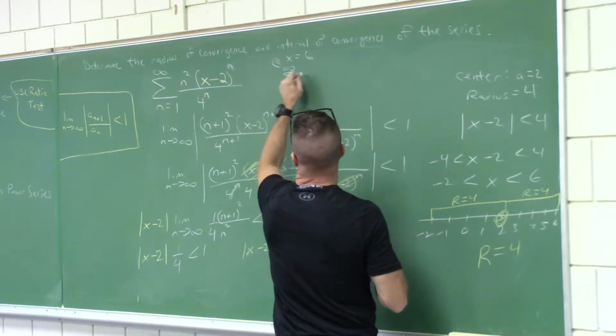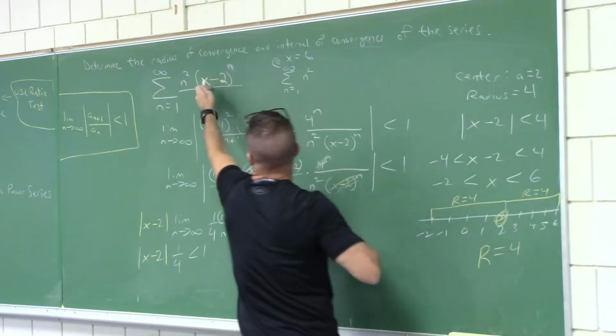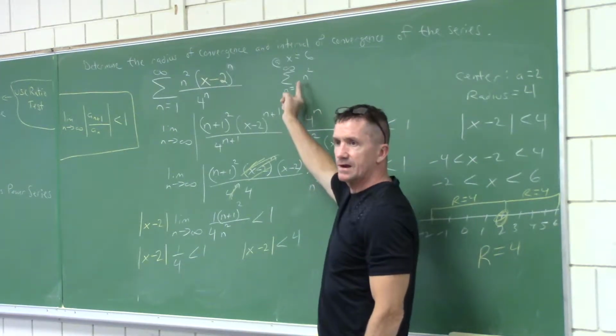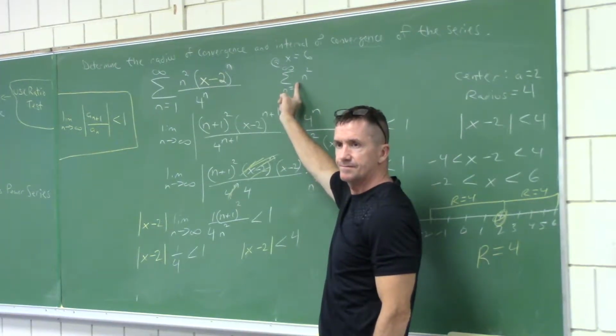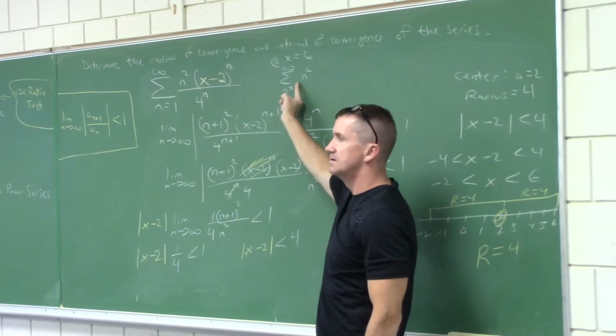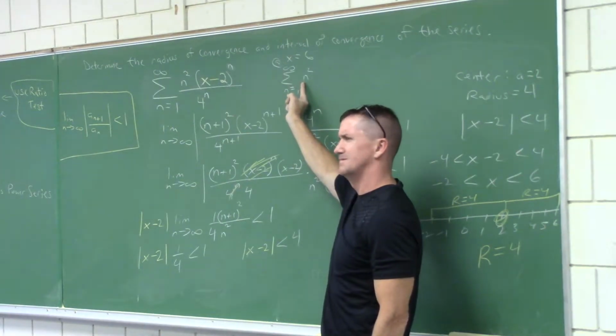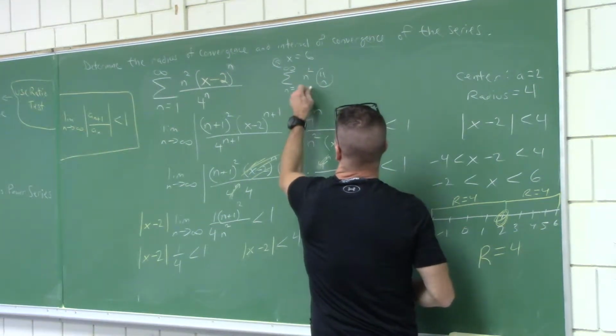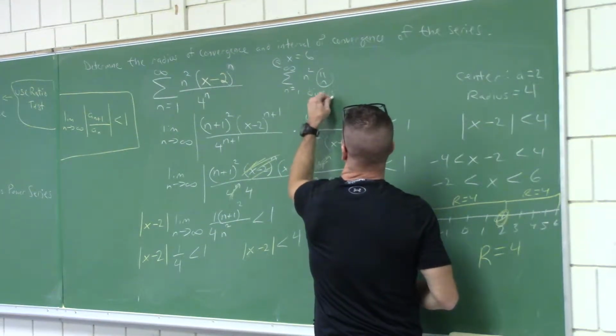I'm checking the endpoints. 6 minus 2 is a what? 4 to the nth, and I get that. I just want to make sure. Does everyone agree? Does that converge or diverge? It diverges. Sorry. Can't put an equal sign.